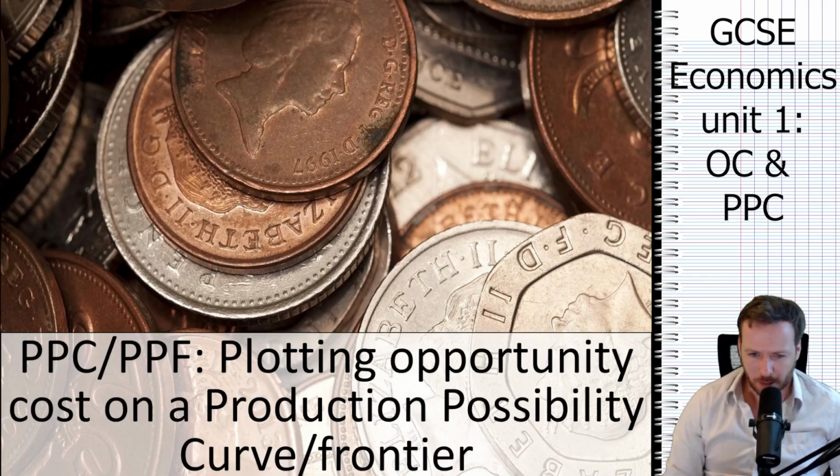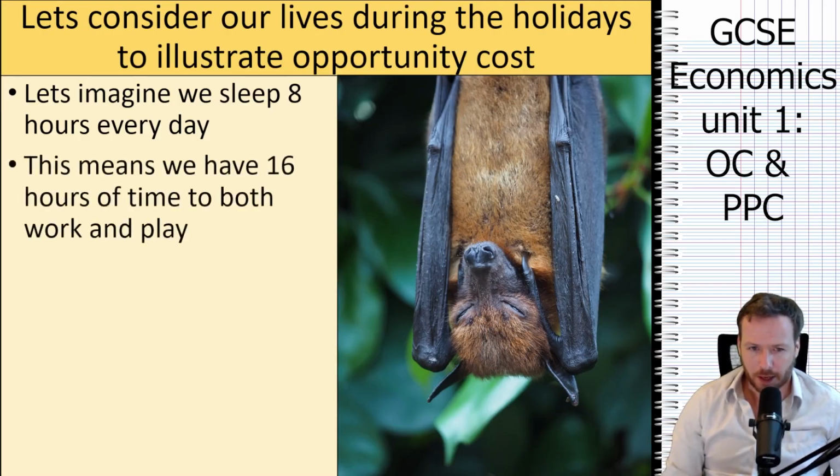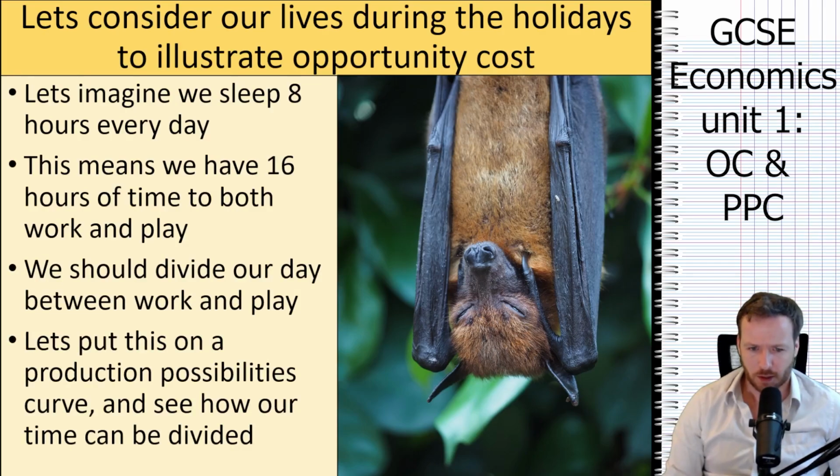Okay, I'm going to try and make this production possibility graph as simple as possible initially. Here is the definition. You do need to know this definition. It's basically a line or a curve that's going to show the maximum level of output a society can do. So let's imagine we sleep 8 hours a day and we have 16 hours remaining for work and play. We need to divide our day between these two options. Okay, we'll do it on a production possibilities graph.